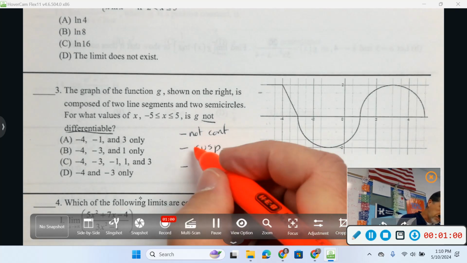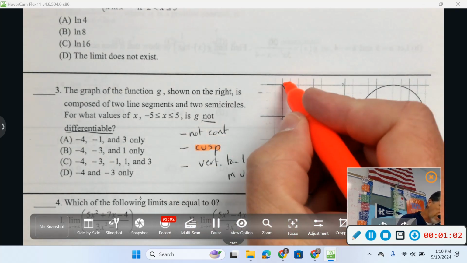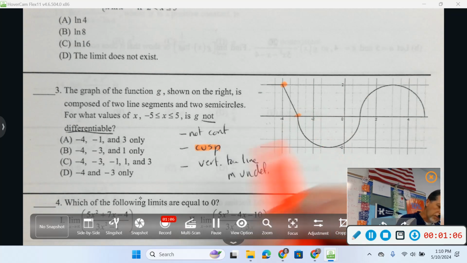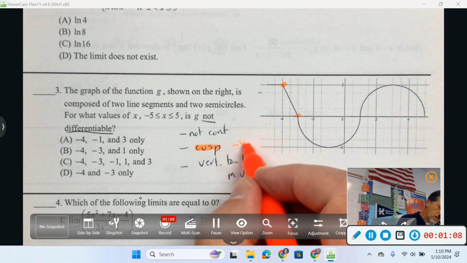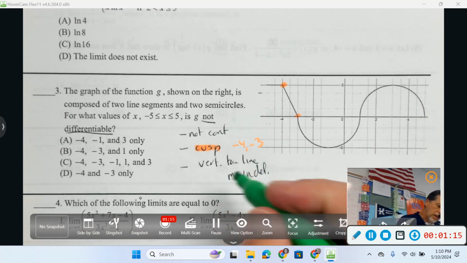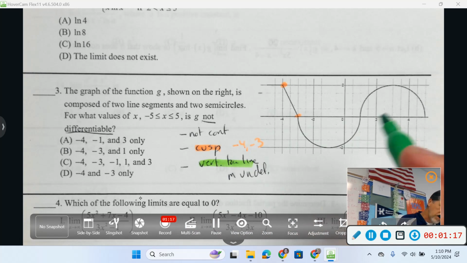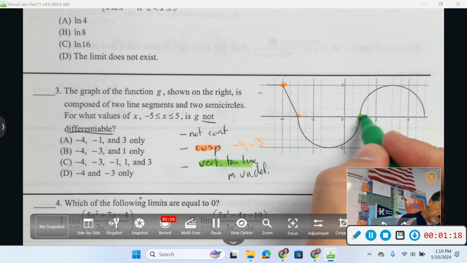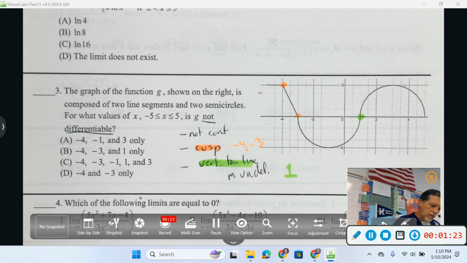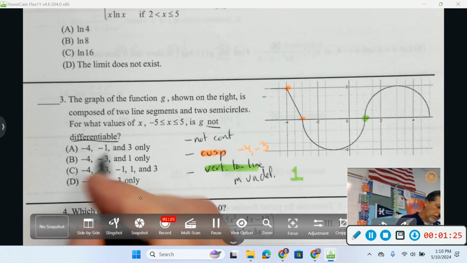So, cusps, sharp turns, that'd be right there at negative 4, and right there at negative 3. It looks like it's continuous everywhere, so I don't have to worry about that. Vertical tangent lines, looks like that would be right there at 1. So negative 4, negative 3, and 1.